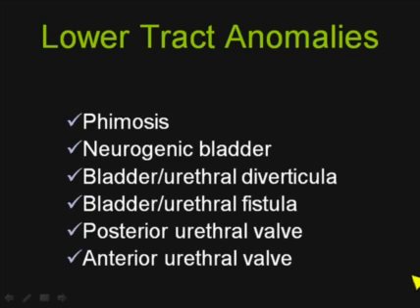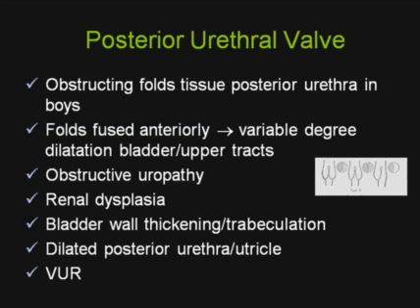And then there are little boys who come in with a tight phimosis that may be the cause of the urinary tract infection. Others have neurogenic bladder. They may have bladder or urethral diverticula, fistulae, posterior urethral valves, or anterior urethral valves. Posterior urethral valves are more common than the anterior type. They are obstructing folds of tissue in the posterior urethra.